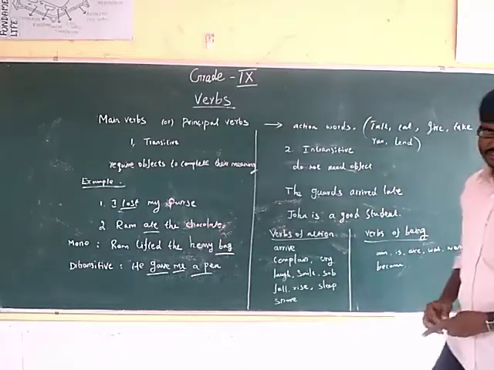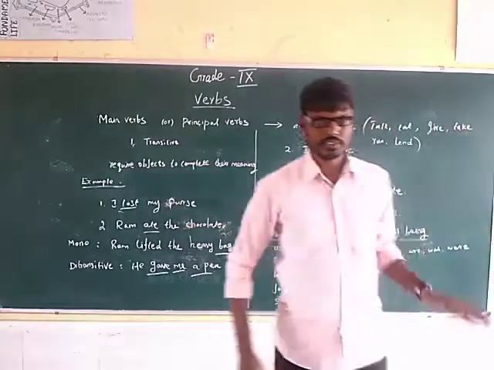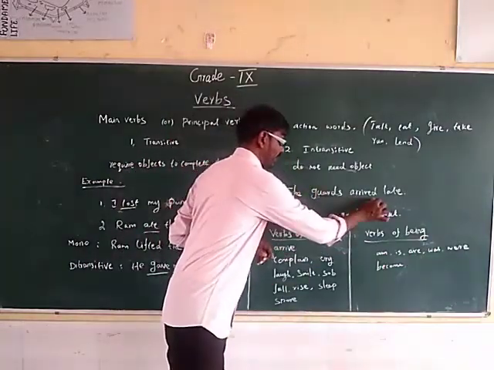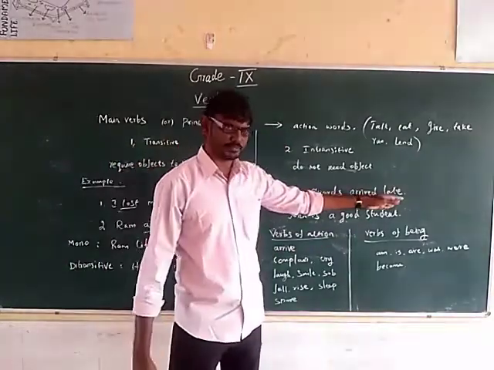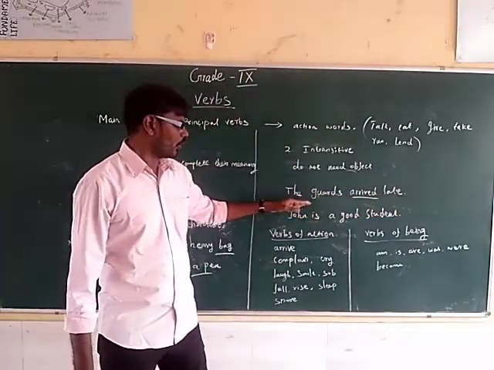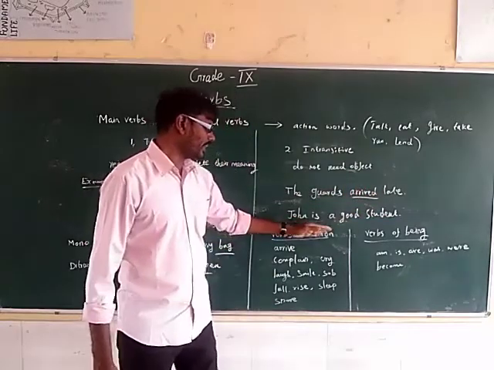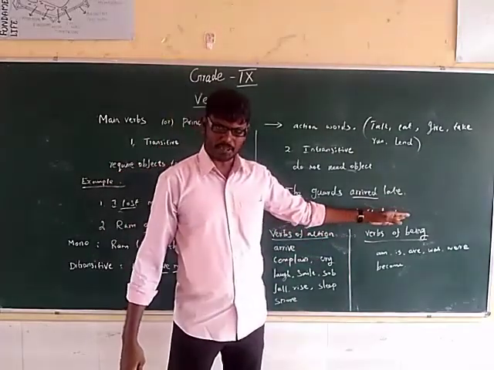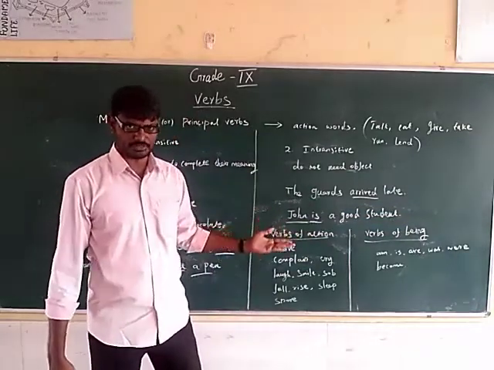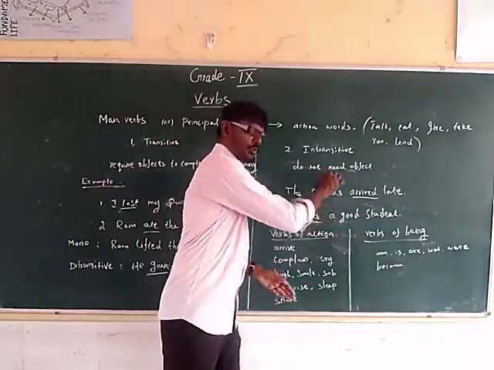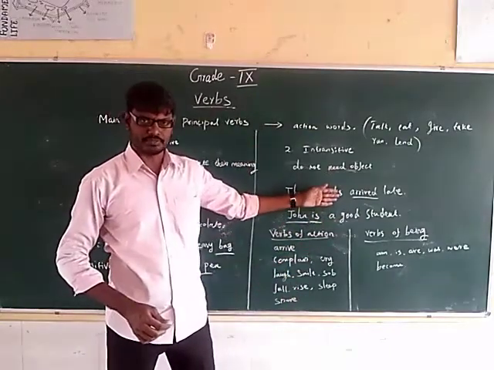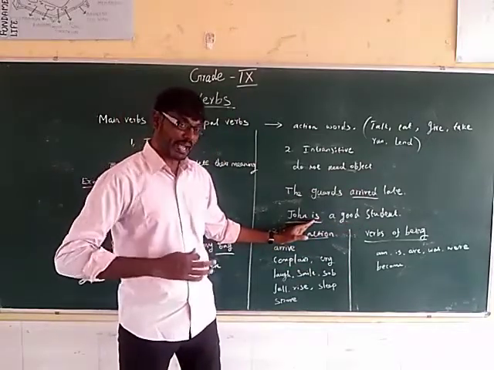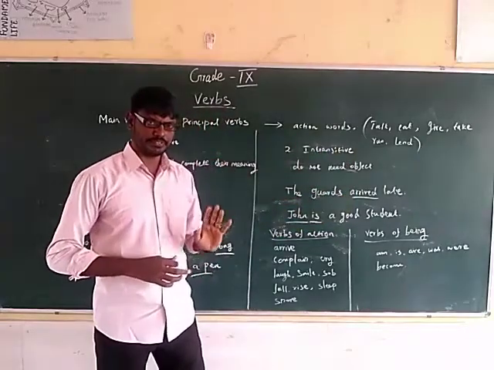The guests arrive late. Look at this first example. The guests is the subject, arrive is the verb. There is no object. Next, John is a good student. John is the subject, is is the verb, and a good student is the subject complement, not an object. So these two sentences have no object. These verbs, arrive and is, don't have any object, so they are intransitive verbs.